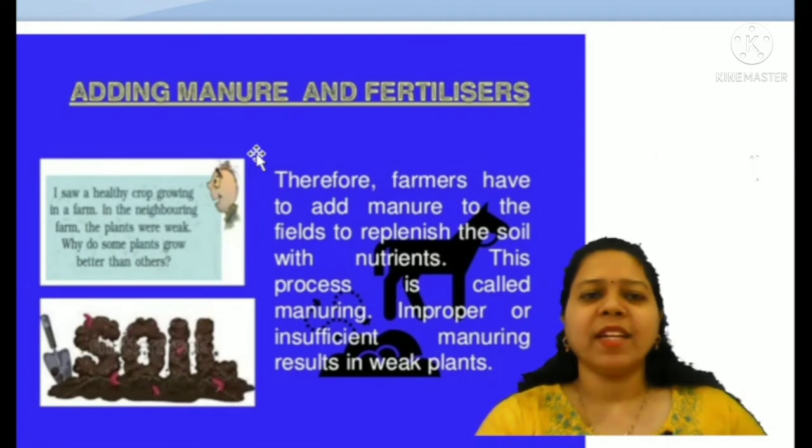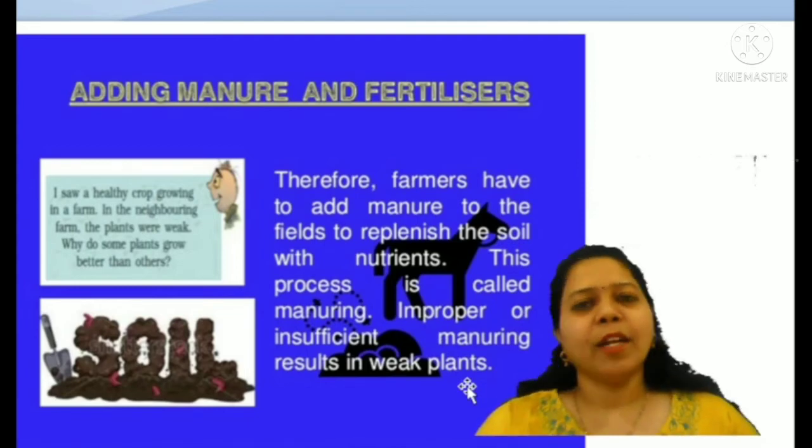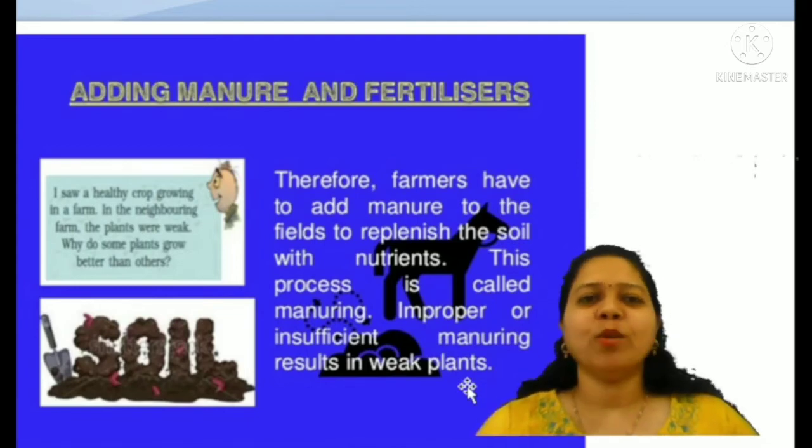Therefore, farmers have to add manures to the fields to replenish the soil with nutrients, and this process is called manuring. Improper or insufficient manuring results in weak plants. Replenishing the soil by adding manures is known as manuring.